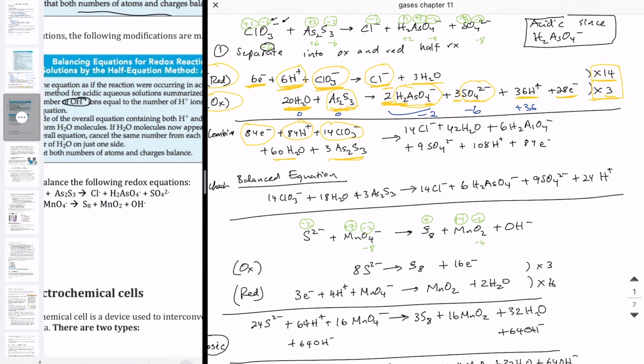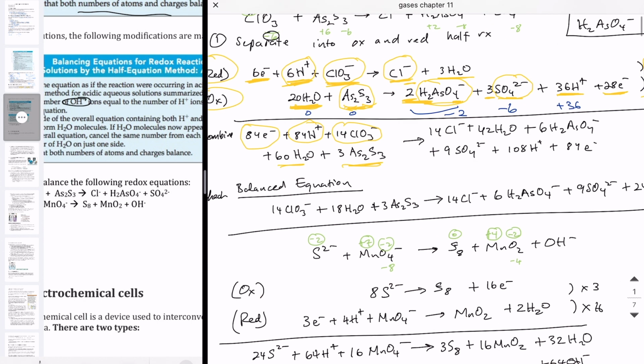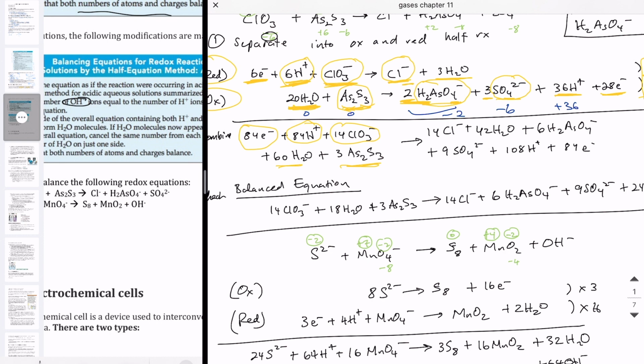If you do this correctly, one of the things that should always cancel out is the electron, because we made it that way. We made it so the electrons are equal to each other and they're on opposite sides, right? Because one is oxidation, the other one is reduction. So the electrons, as you can see, both are 84 electrons, so we cancel that away. And then usually there are some species that are identical on both sides, so you can cancel those out.